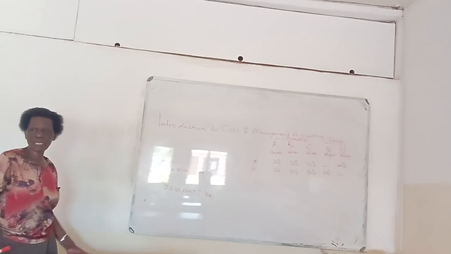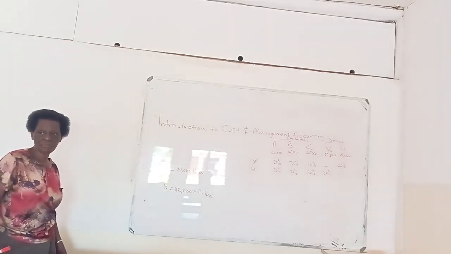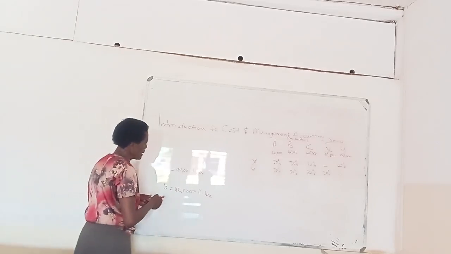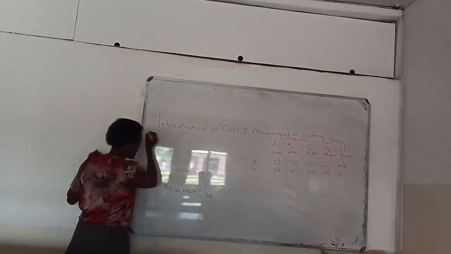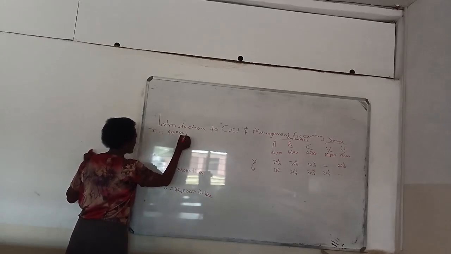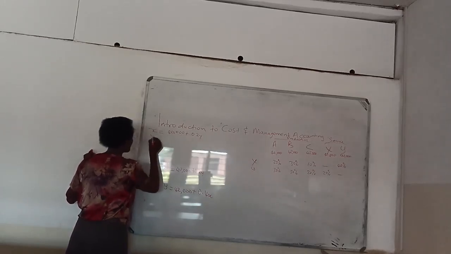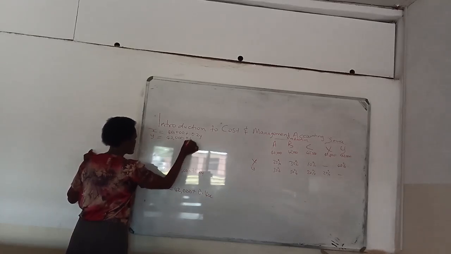Who can come and try the two equations? Okay, let's do it together. Let me write here: x is equal to 40,000 plus 0.21y, y is equal to 42,000 plus 0.4x.